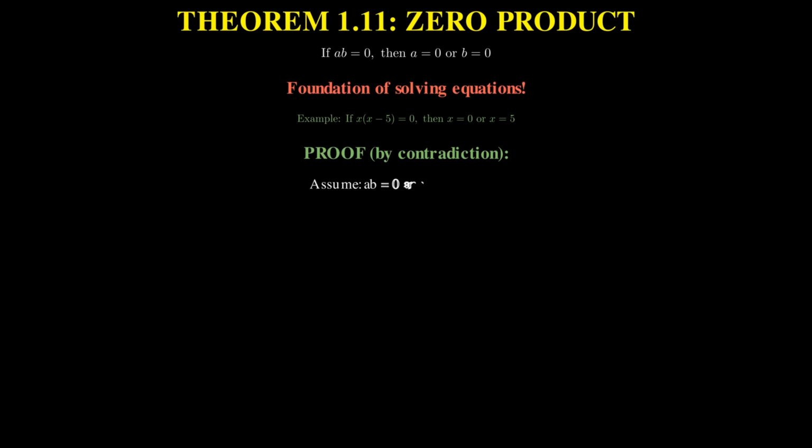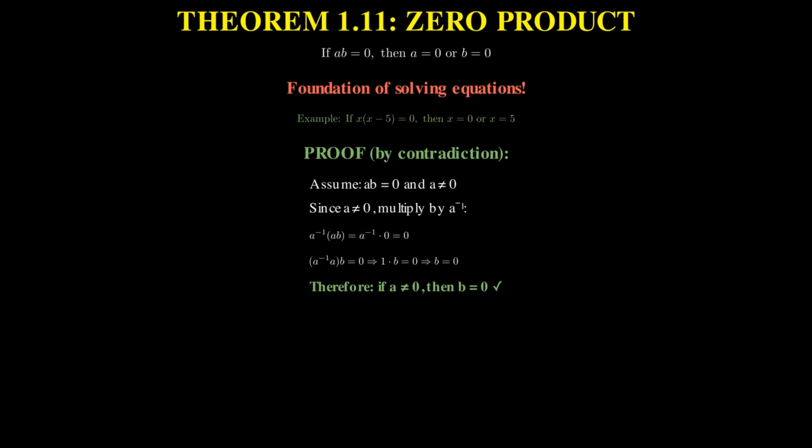Proof by contradiction. Assume that a times b equals 0 and a is not equal to 0. Since a is not equal to 0, we can multiply by a inverse. a inverse times (a times b) equals a inverse times 0 equals 0. By associativity, (a inverse times a) times b equals 0, which gives us 1 times b equals 0, therefore b equals 0.